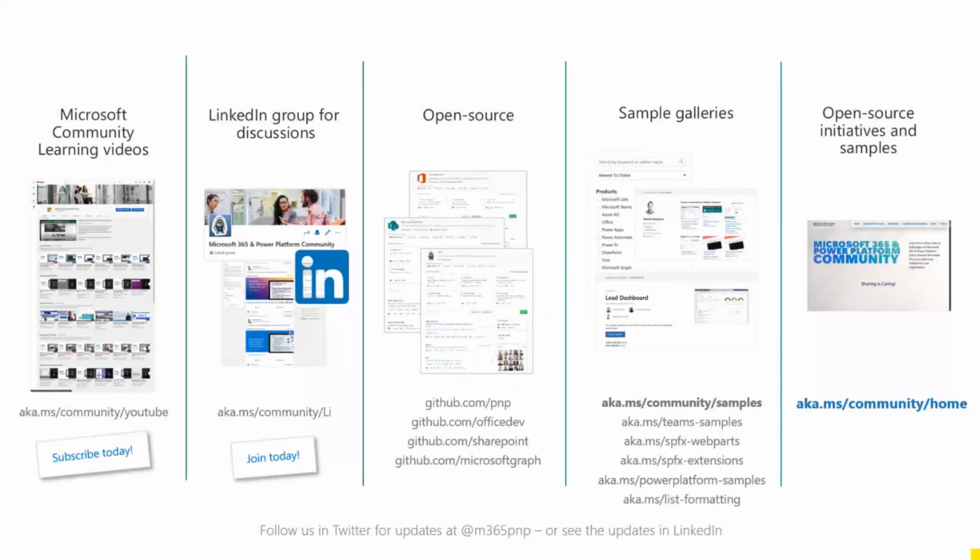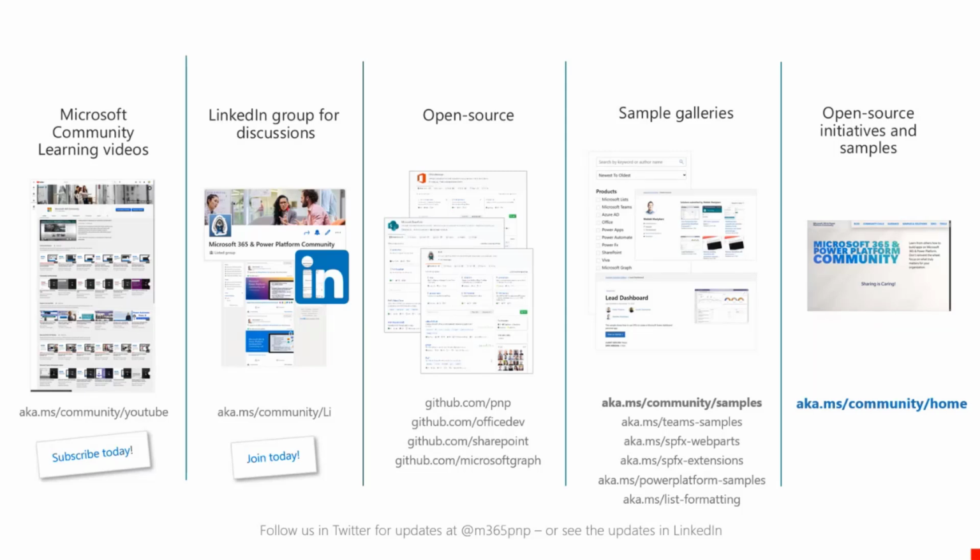Of course, we've also got our LinkedIn group for discussions. Now, this is an open opportunity to discuss with the community, so you can go be part of this group. Check it out at ak.community/li. Open source toolings galore, a cornucopia as we're heading into fall, I think is the appropriate way to call that. We've got PNP.js and CLI for Microsoft 365, all kinds of things available for everyone. And then, of course, our wonderful sample galleries, over 2,000 samples, community samples spanning the globe and spanning the spectrum of Teams, SPFX, Power Platform, list formatting, script samples, and much, much more.